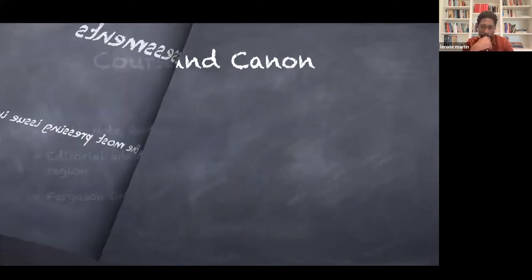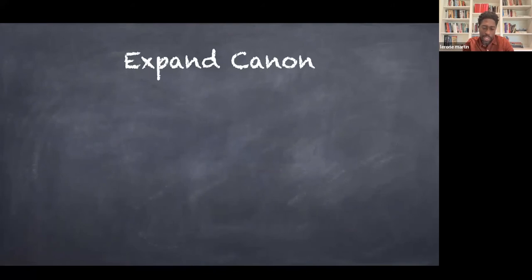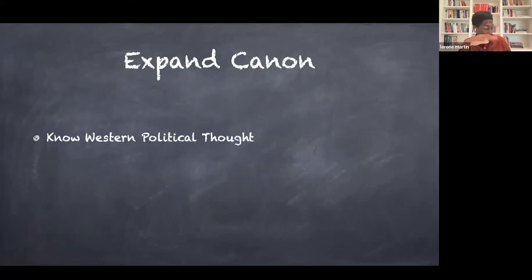The second reason for teaching this text was I wanted them to know the canon of Western political thought, and then I wanted them to also be able to apply it to the US context.